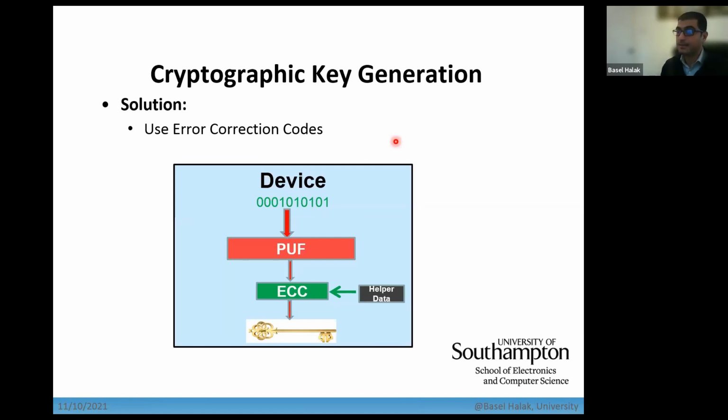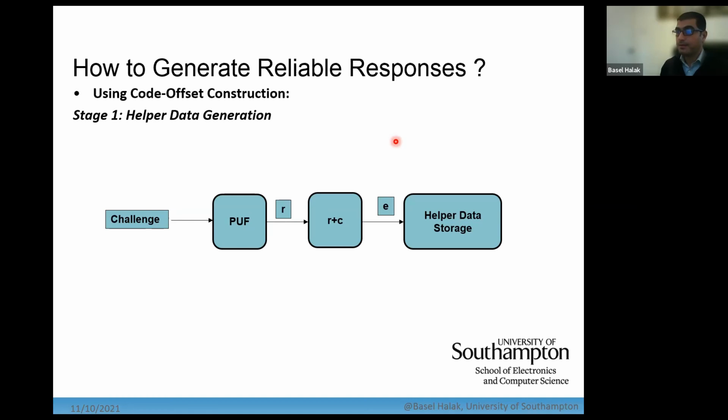Now, there are a number of techniques that can be implemented in this case. I will show you one of them, called code offset construction. This is by no means the most secure, but it's probably the best in terms of illustrating this concept. This technique consists of two stages. The first stage is helper data generation, which should take place before the device is deployed in the field. You apply a challenge to the PUF, generate the response that you want to use as a root key, and then XOR this response with a random code word from a particular error correction code. We'll talk about that in a minute. Then you store the resulting vector E, the helper data vector, in helper data storage.